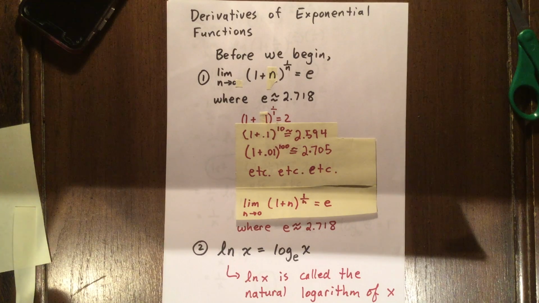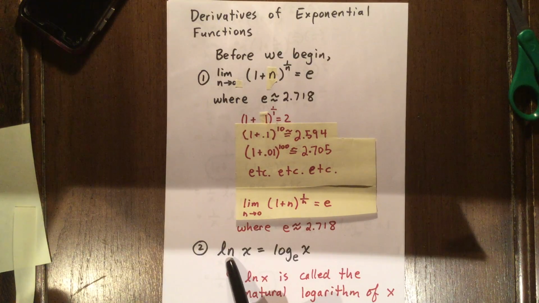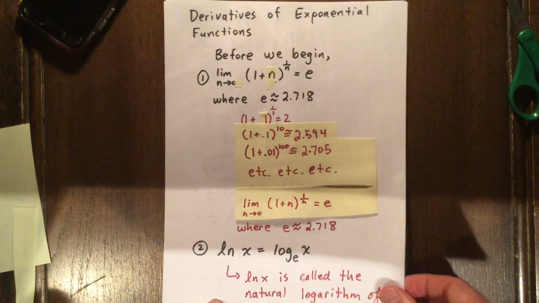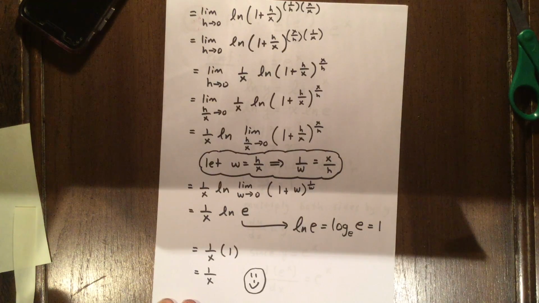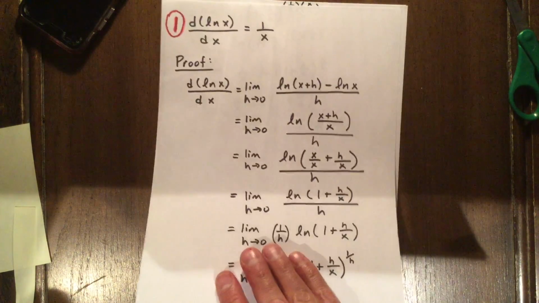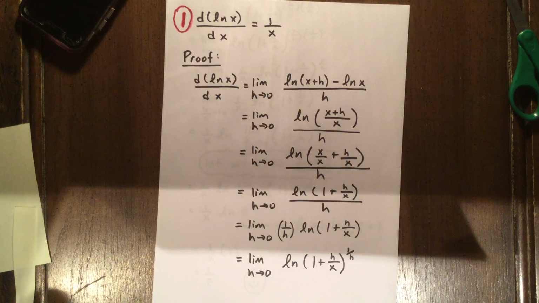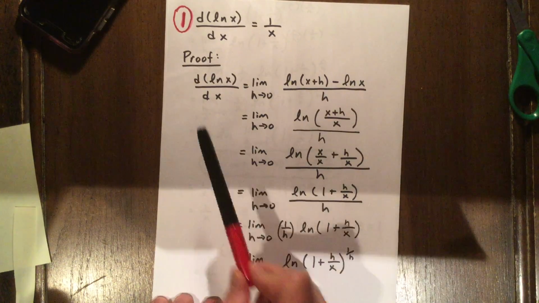We should also talk about something called the natural logarithm of a function. And the natural logarithm is the log base e, where e is this accepted number. And we often say natural logarithm, or we often call it ln. So the ln of x is the log base e of x. Now, the first formula we're going to talk about is we're going to prove that the derivative of ln x with respect to x is 1 over x. Okay? So how are we going to do that?